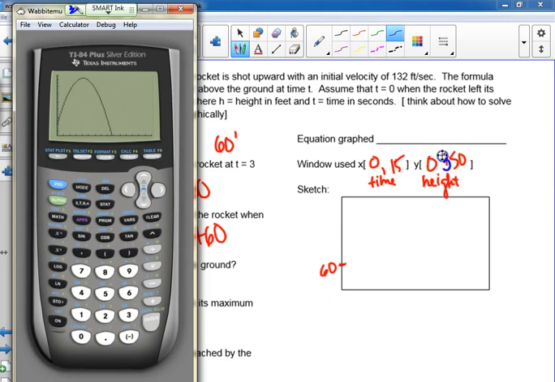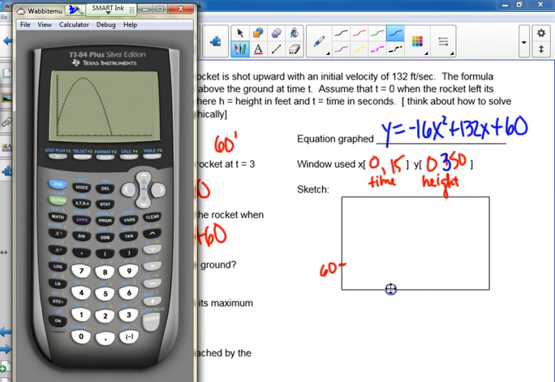So I would say if you had done maybe 0 to 10 and 0 to 350, that's about as snug as you would want it to be. Anything after that is fine. Anything bigger than that, except if you start putting a bunch of negative stuff in that doesn't make sense. Does that seem okay to everybody? Understand what I'm saying? Okay. y equals negative 16x squared plus 132x plus 60.